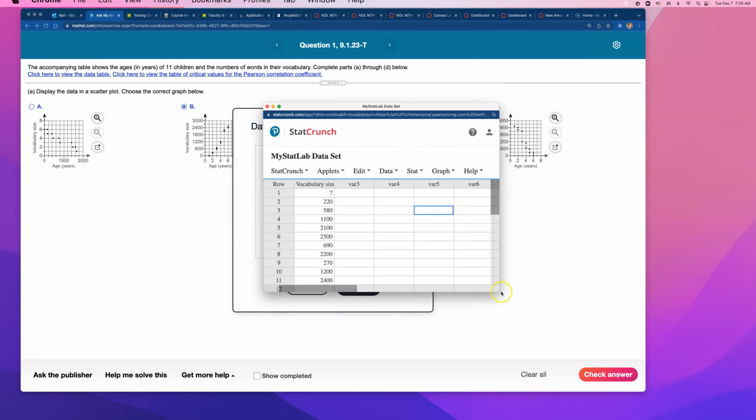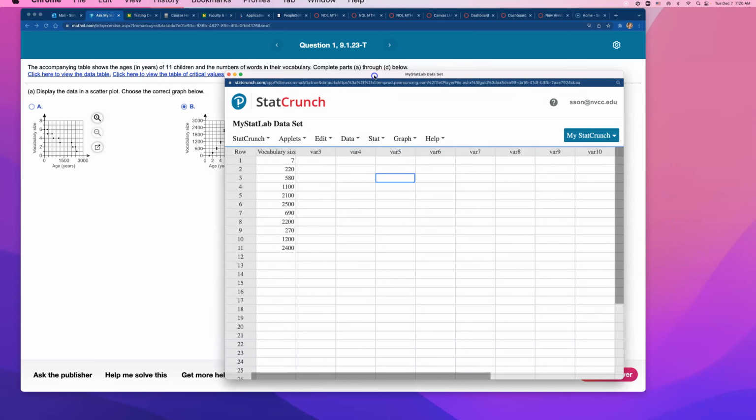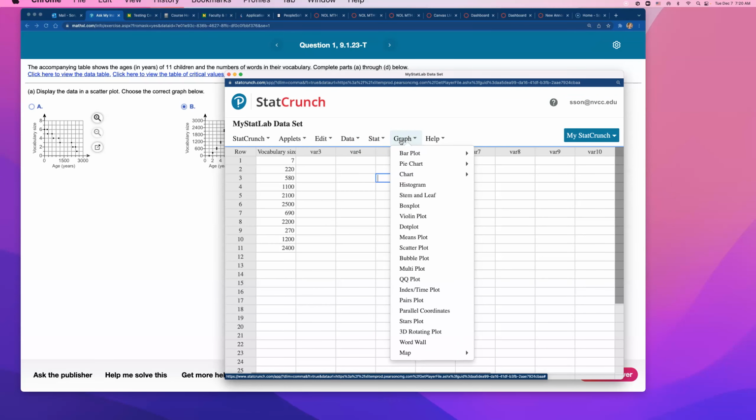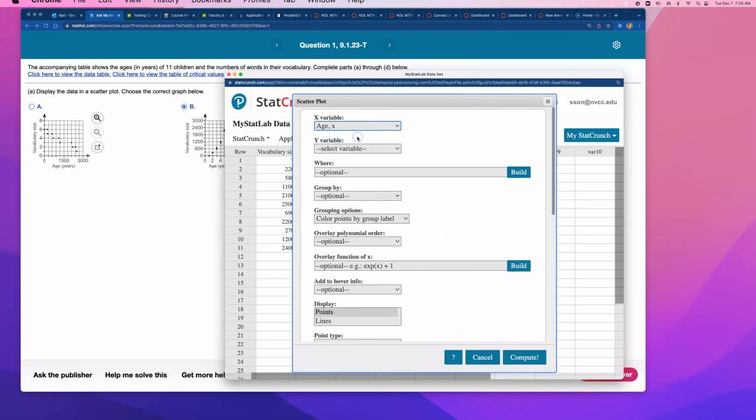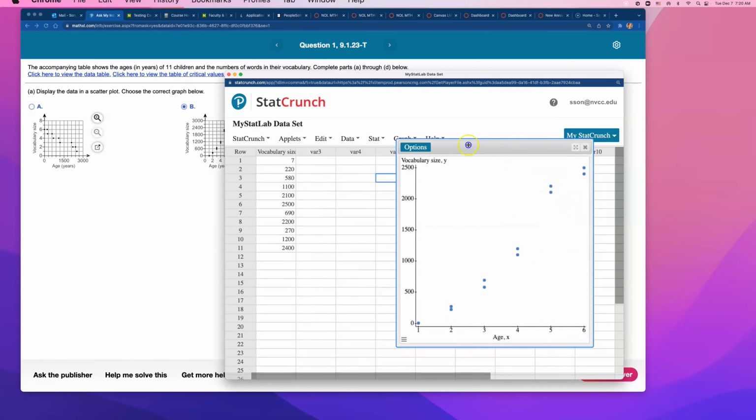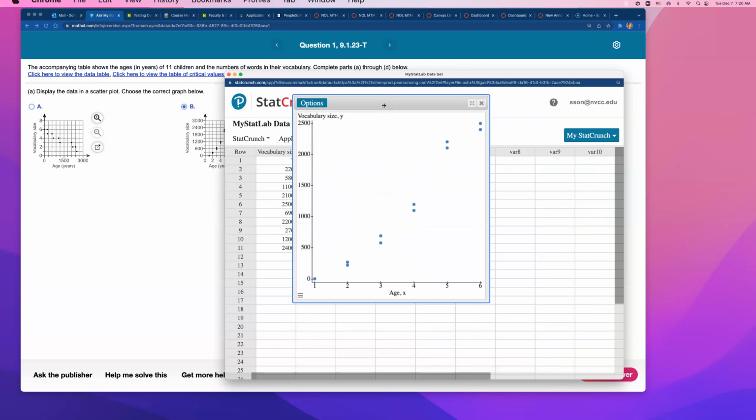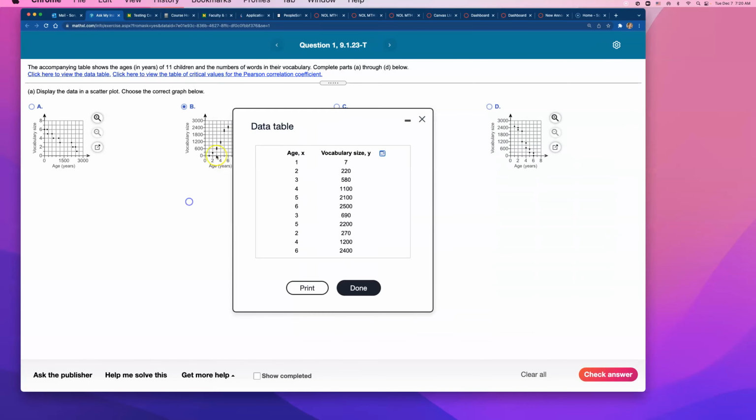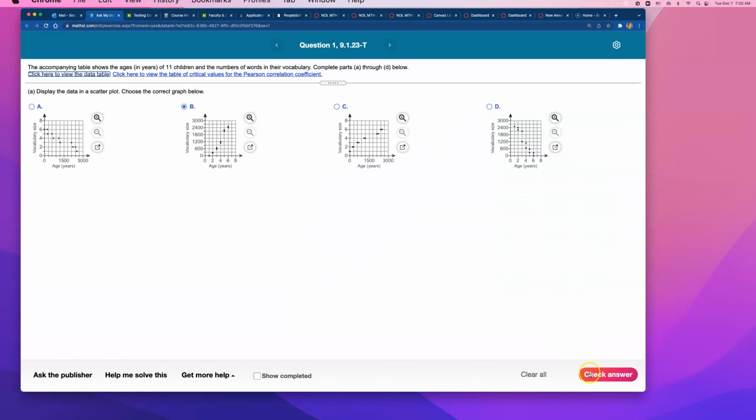Okay, so take a look. This is how you can make a scatter plot, okay? Go to Graph, go down to Scatter Plot, put the x variable to be age, y variable to be vocabulary size, and you just go ahead and click Compute. Ta-da! It's definitely going up from left to right. So our answer, B, is correct. So that's how you can make a scatter plot using StatCrunch.